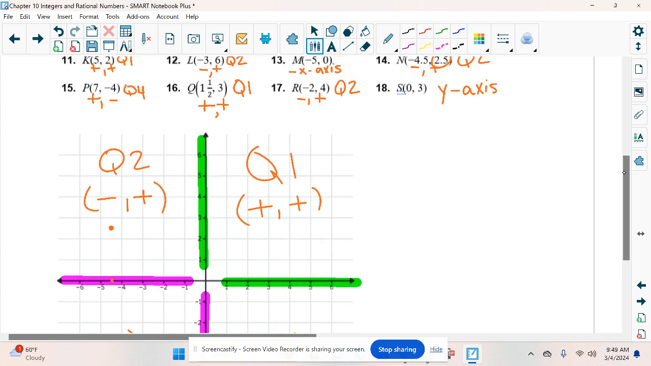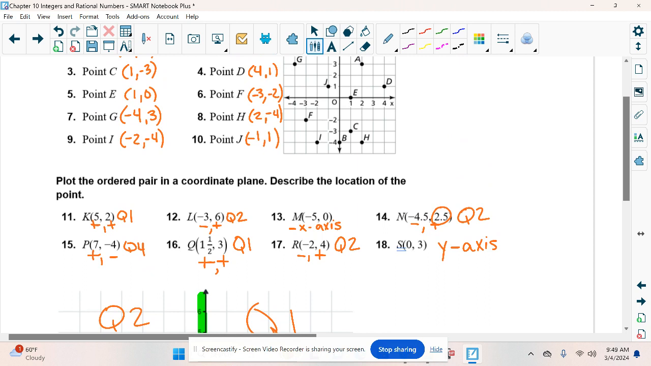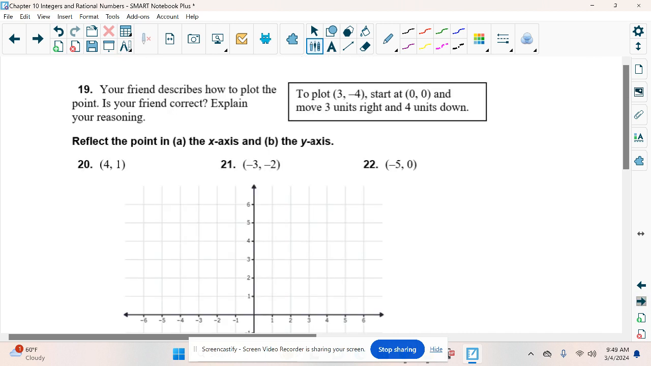All right. How do we feel about those so far? Number 10, we're not going to worry about that right now. We're just worried about where it's going to be on the coordinate plane. We're not going to graph them. We're just predicting.